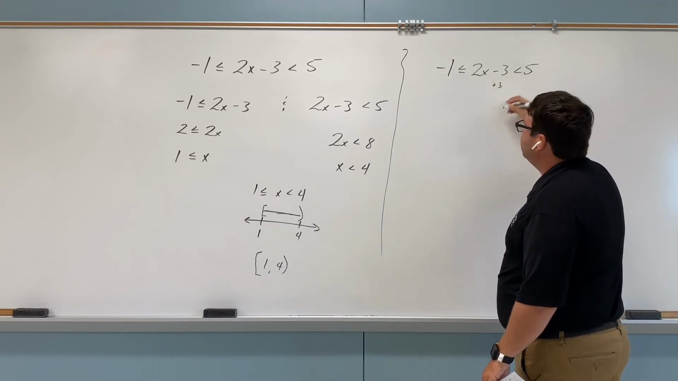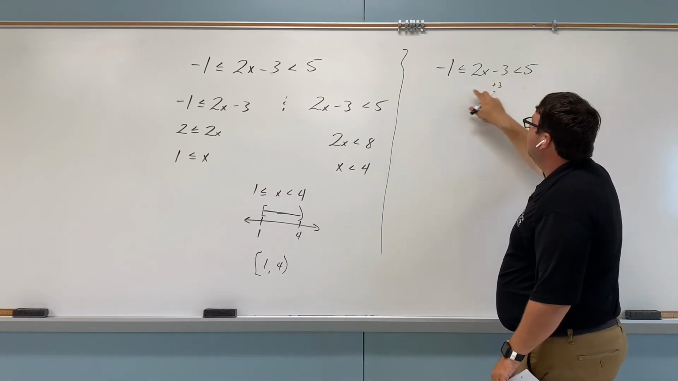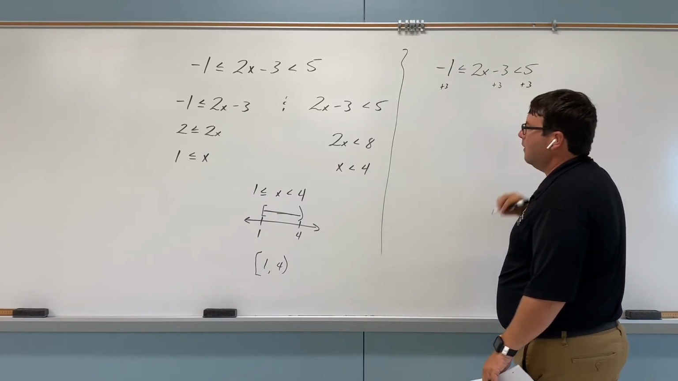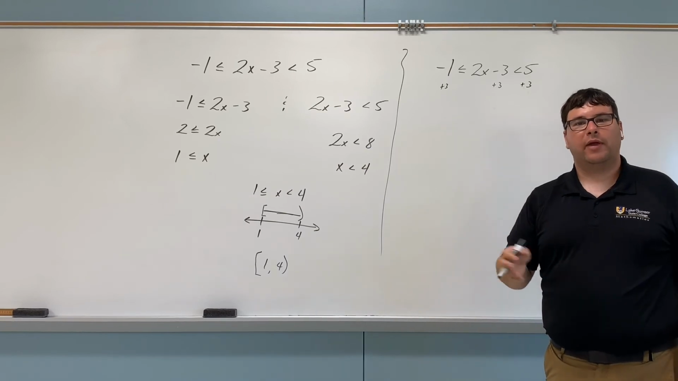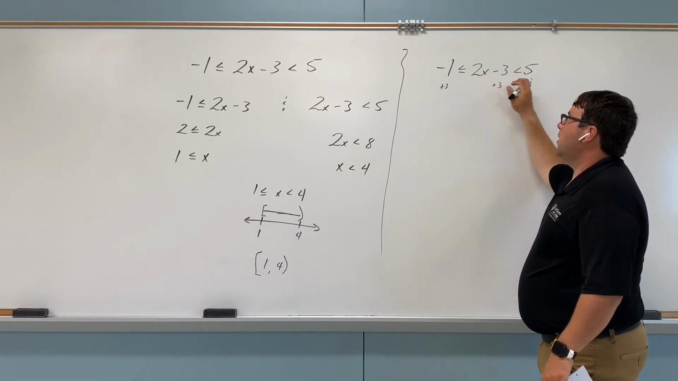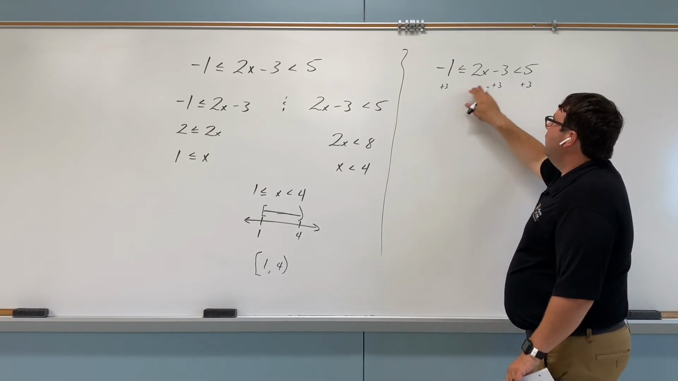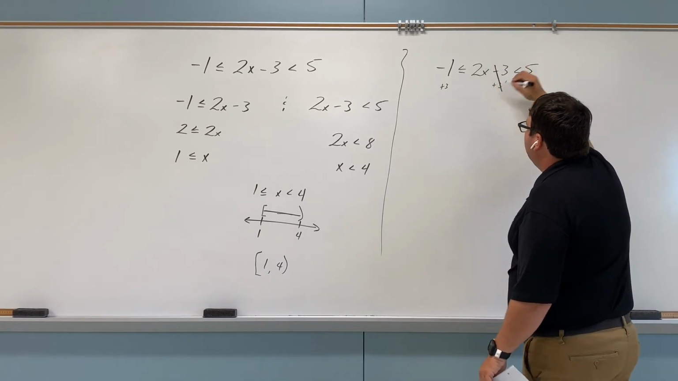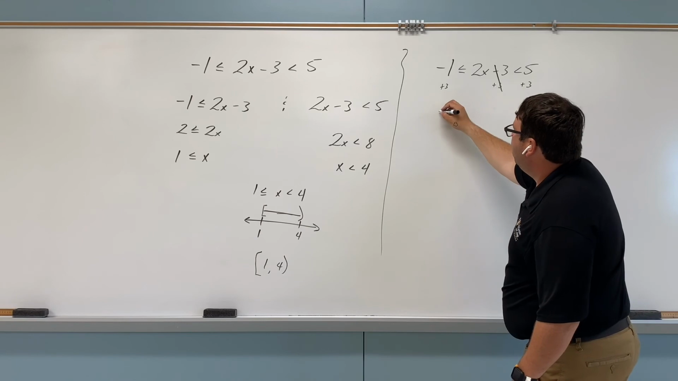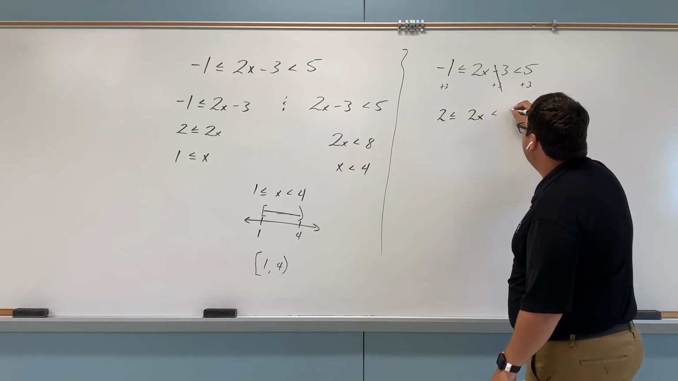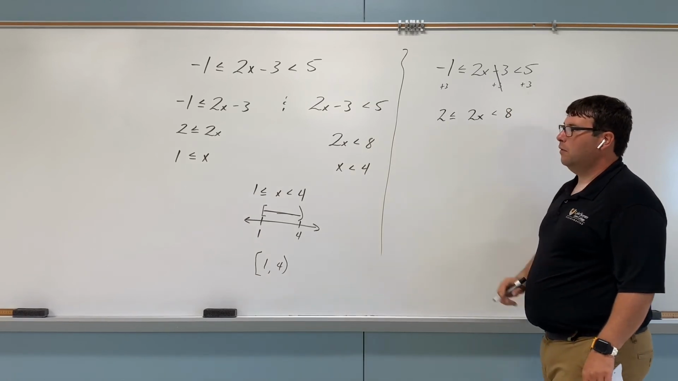Here, I suggest writing in your steps. You're going to add 3 to every side. I know you're used to saying to both sides, but you have 3 sides here. 2 signs, 3 sides. So you have to add 3 to every side. That cancels it here. That gives you a 2 less than or equal to 2x, which is less than 8. Looks pretty familiar.